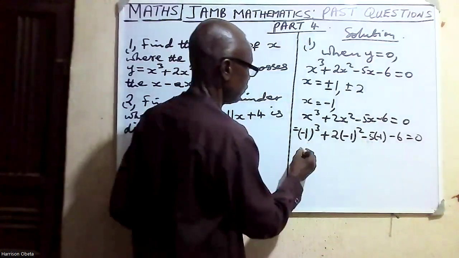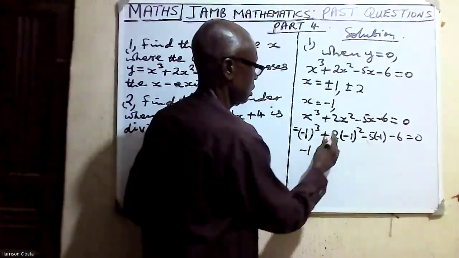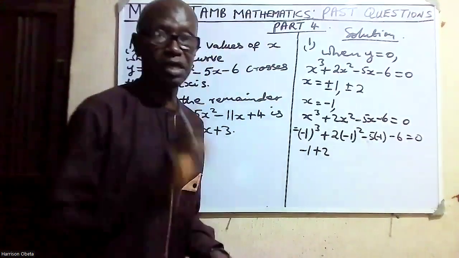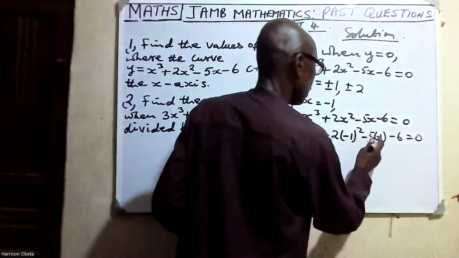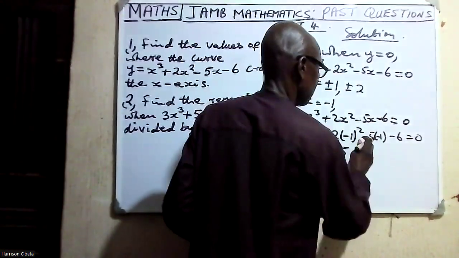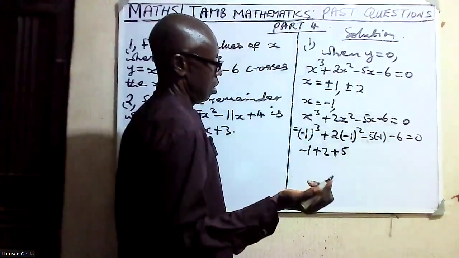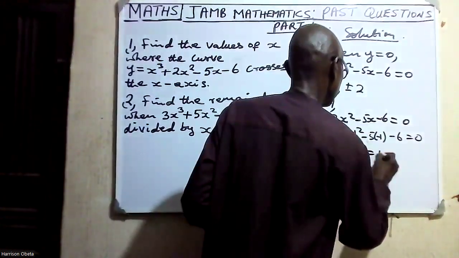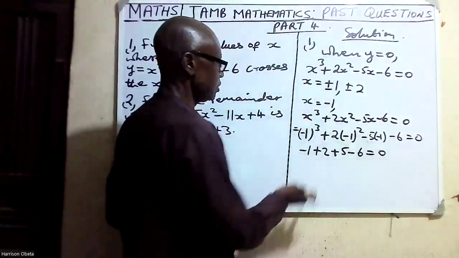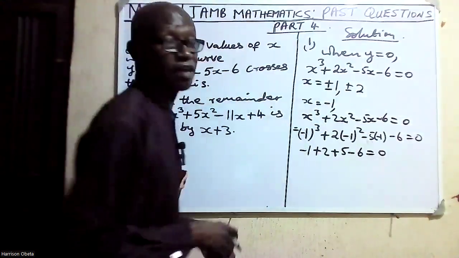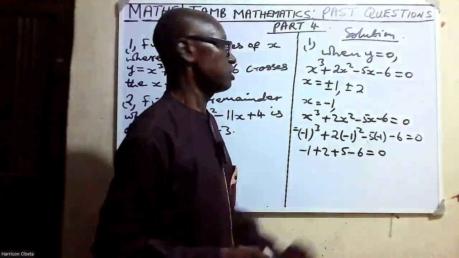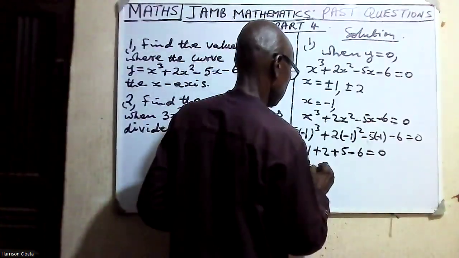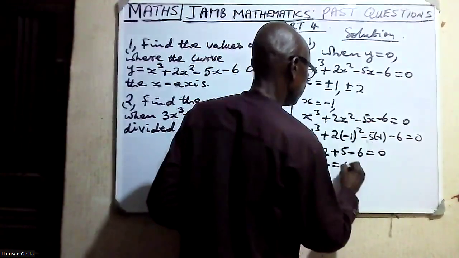So let's simplify. This will give us minus 1. This will give us plus 2, because minus 1 times minus 1 is 1. This will also give us plus 5. Minus 5 times minus 1 is plus 5. Minus 6 equal to 0. Simplifying, 2 plus 5 is 7. Minus 1 minus 6 is minus 7. So we have 7 minus 7, which is 0.